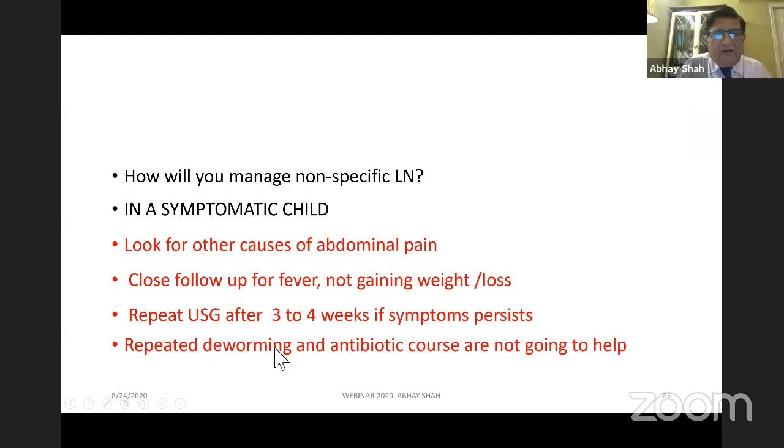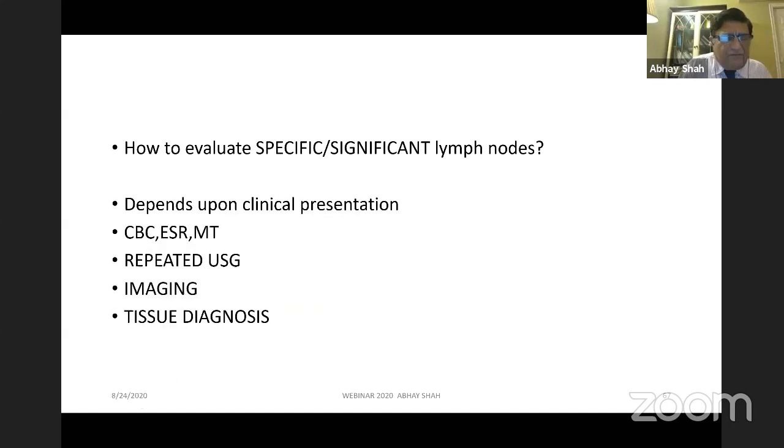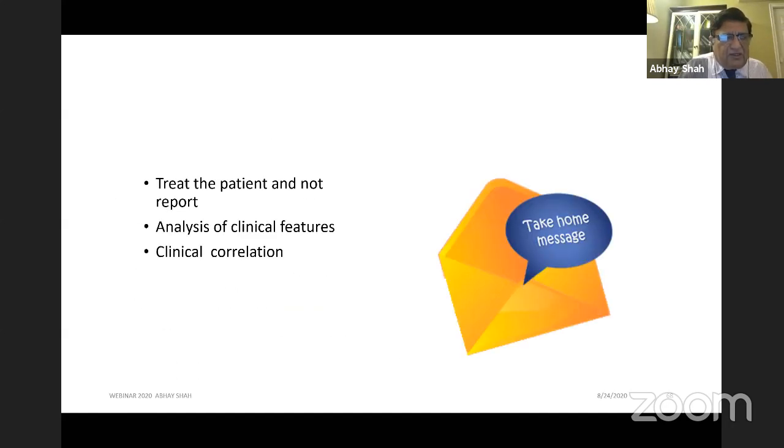However, as Dr. Yagnesh has already told, repeated deworming and repeated antibiotic courses are not required. So this does not require any antibiotic courses. A close follow-up may be required, especially in a symptomatic child. If the child is asymptomatic, you have done USG for some other reason and you have found a mesenteric lymph node, probably it does not require any attention or long-term follow-up. And we will discuss later which lymph nodes are significant. So treat the patient and not the report. Analysis of the clinical features is very important, and clinical correlation is required as far as mesenteric lymph nodes are concerned.